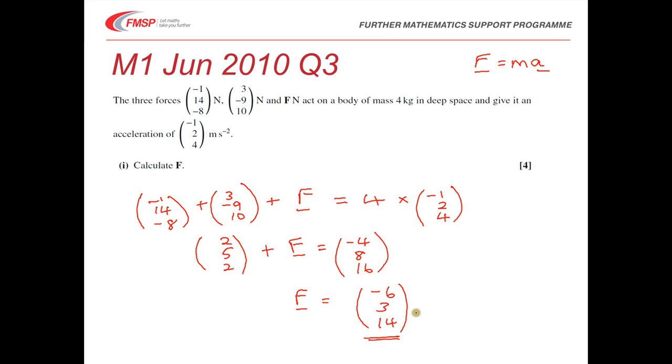Looking at where the marks are allocated, you get a method mark for putting together the F equals MA statement, and you get a method mark for showing that you can manipulate the addition of these two vectors. You get 1 accuracy mark for getting at least 2 of these components correct in the answer, and you get the last mark if you get all 3 of those correct.